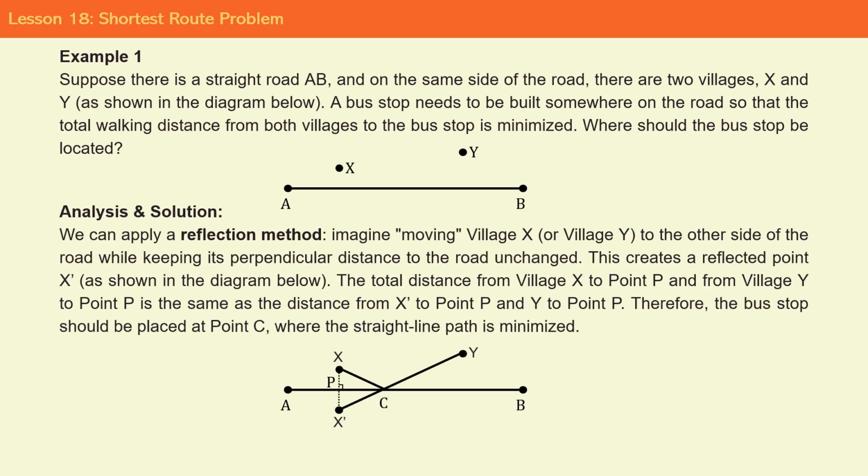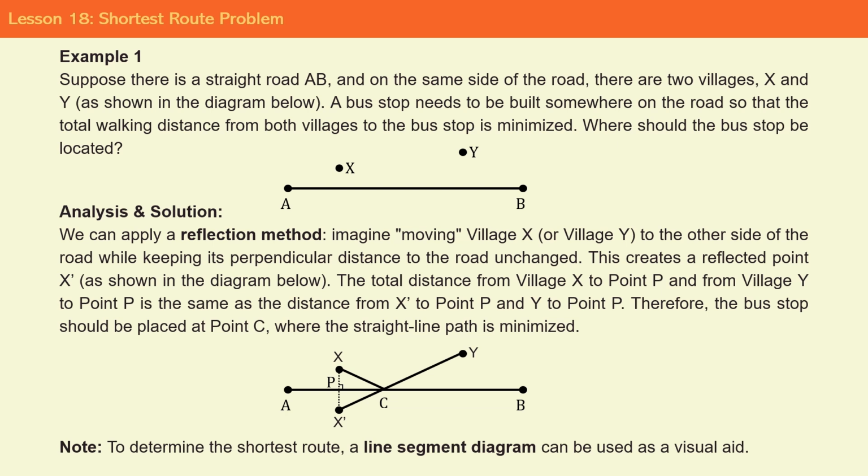We can apply a reflection method. Imagine moving village X or village Y to the other side of the road while keeping its perpendicular distance to the road unchanged. This creates a reflected point X', as shown in the diagram below. The total distance from village X to point P and from village Y to point P is the same as the distance from X' to point P and Y to point P. Therefore, the bus stop should be placed at point C, where the straight line path is minimized.